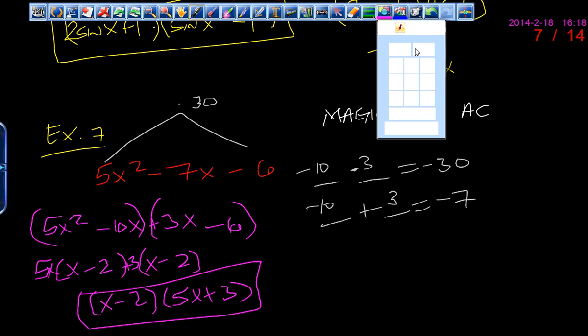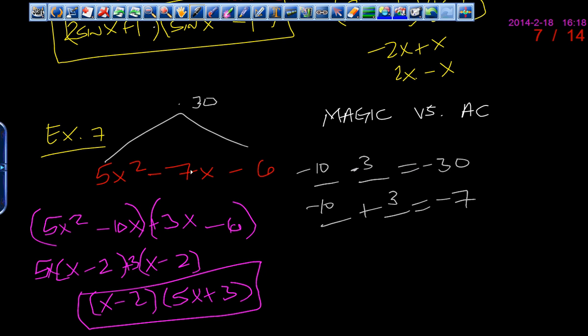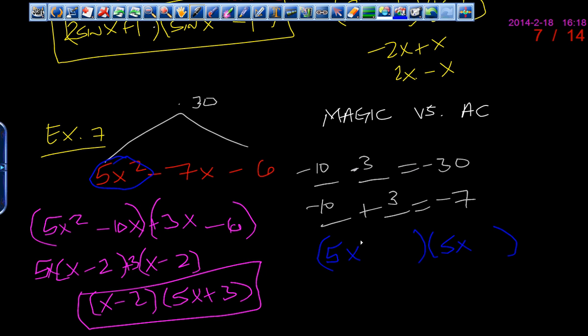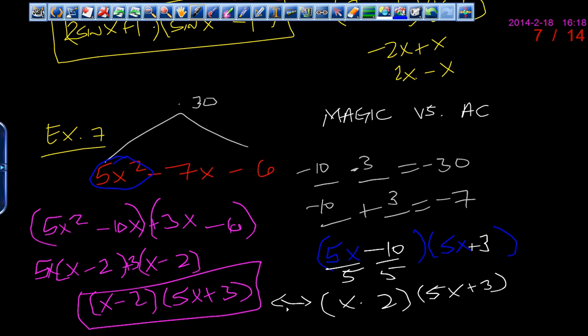Now, the magic method, kind of the same idea. We're going to take the first part, so 5x, then we rewrite with our second numbers here, so negative 10 and 3. Then I can reduce these by a factor of 5. So then I get x minus 2 and 5x plus 3. And then match. Look at that. So you can do either way.